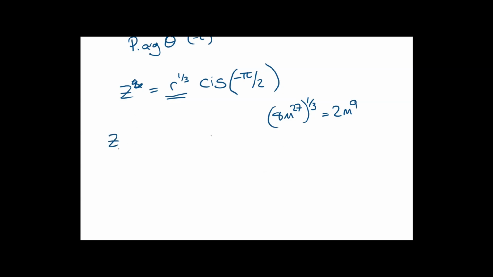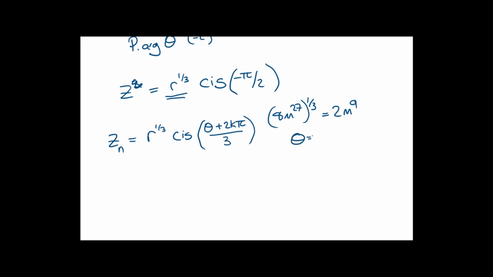The z_k is going to be r to the 1/3, which we've got, then cis, and the one that they don't give you is the principal argument, which is going to be minus pi over 2 plus 2k pi over 3 over n. Okay? Now, what are pi and the 3 bit comes from? Well, the 3 comes from the n.